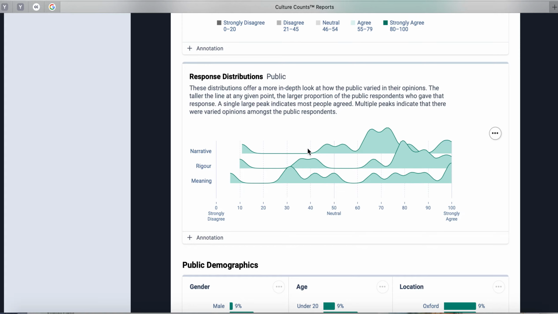So we can see, for instance, looking at narrative, there are two real peaks, if you like, here and here. Around, was that approximately 64 and approximately 73, say? So there are two peaks here, and we've got one peak for rigor, at around about 79, 80. So this is enabling you to see where the responses are concentrated.